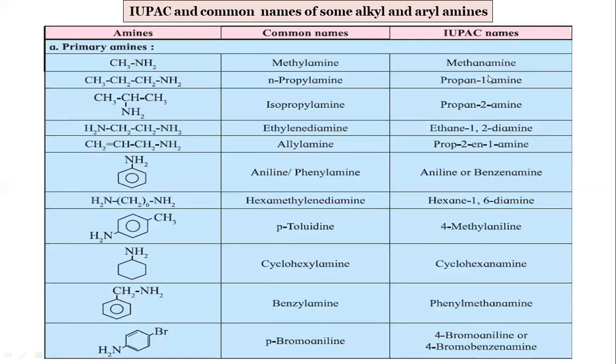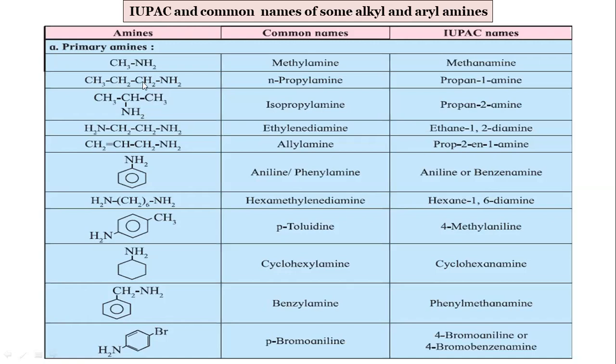The methane CH4 is methane, so E is replaced with amine. So this is methanamine. If the C2H5 group will be there, it will be ethanamine. Then there is propane-1-amine. What does this 1 indicate? I will give the difference between propane-1-amine and propane-2-amine.